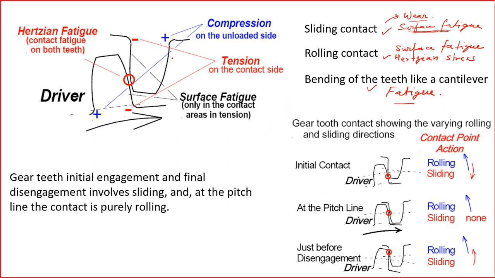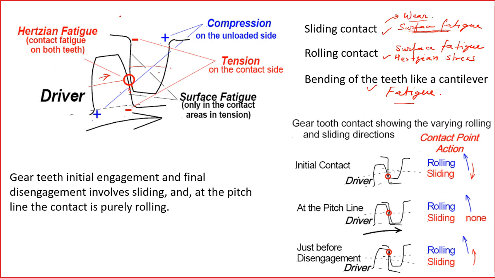So we should try to understand how the sliding and rolling takes place. For example, this is the driver gear, moving in this direction, and this is the driven part. This is the pitch. Below the pitch the diameter is less, so the surface speed of these parts is smaller compared to here. So there will be a speed difference, and therefore relative motion.